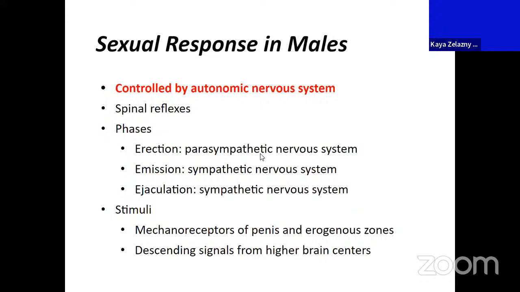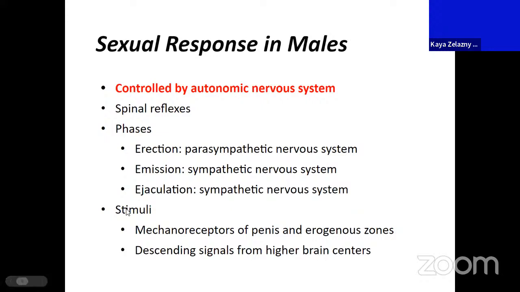Then we're going to see a switch. So we've got this middle phase as stuff starts to move. After erection, we're going to see this switch over to the sympathetic nervous system during this emission phase. And this emission phase continues until we hit the point of ejaculation, which is also in control of the sympathetic nervous system. So parasympathetic is just the beginning, and then emission and ejaculation are taking us to the sympathetic nervous system.